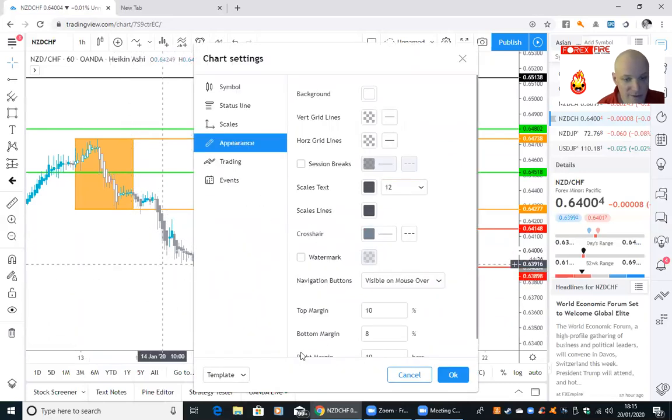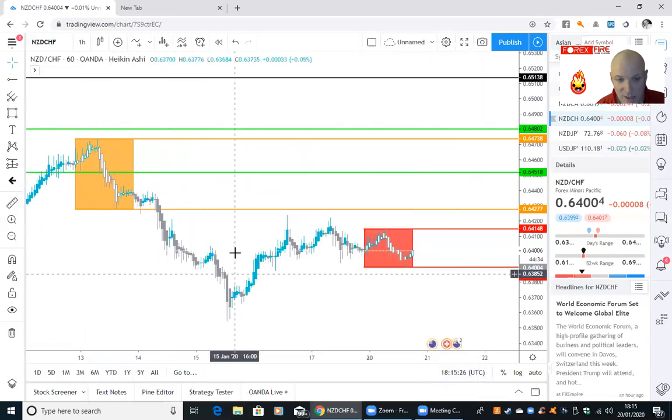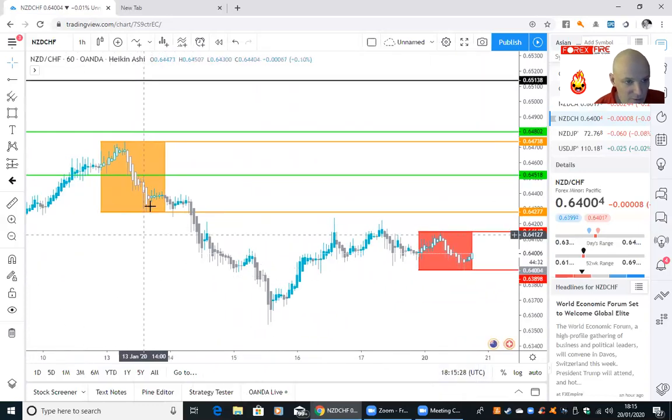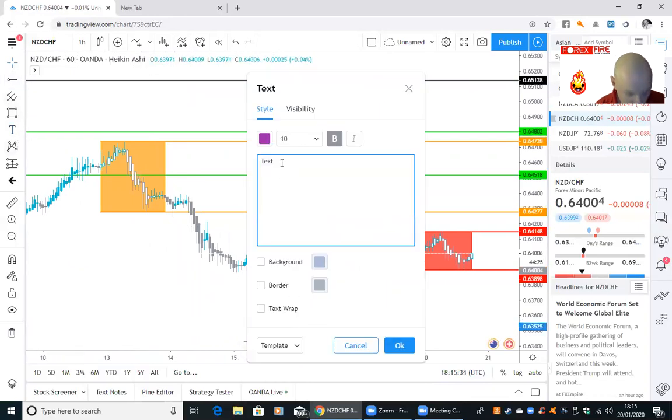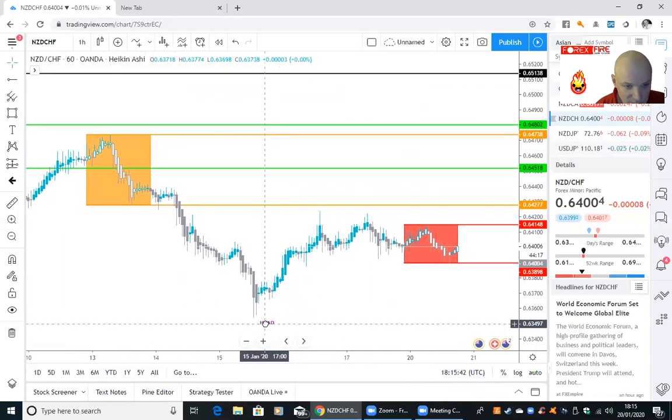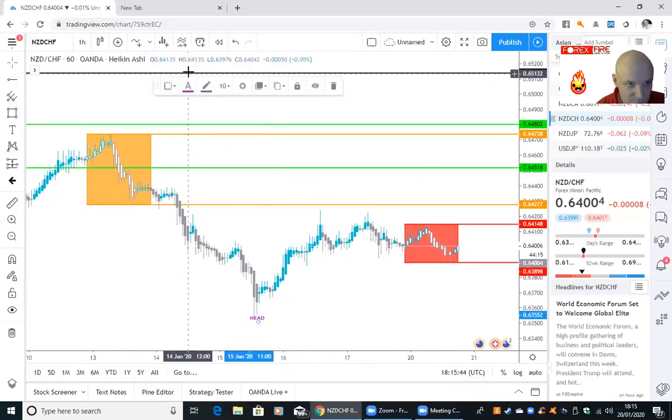Let's go back to a very simple chart. Let's click OK. So again, we've got the head. This here will be classed as the head. This is the highest point. This is the head. That would mean, mark that on 14. That means that this area would have been the head at the time.